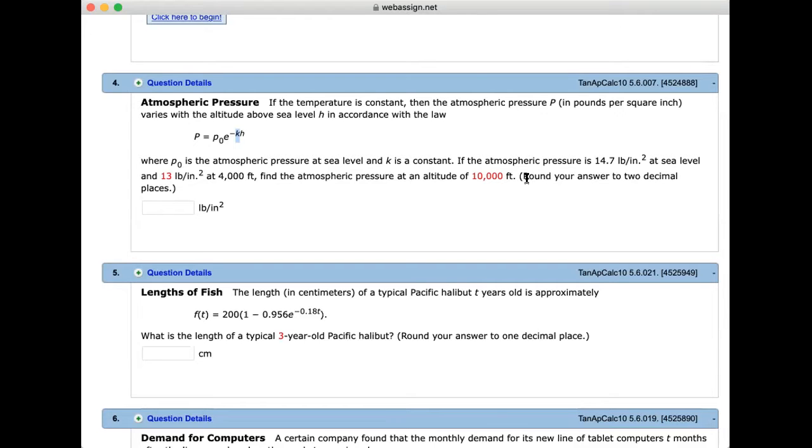This is of particular interest to me because I actually used to live at almost exactly 10,000 feet in Leadville, Colorado. It's the highest incorporated town in the country. And it was a little tricky to breathe up there, a little rarefied atmosphere.